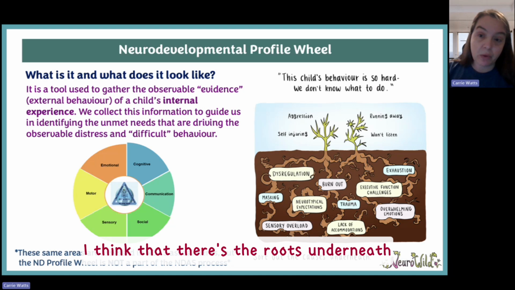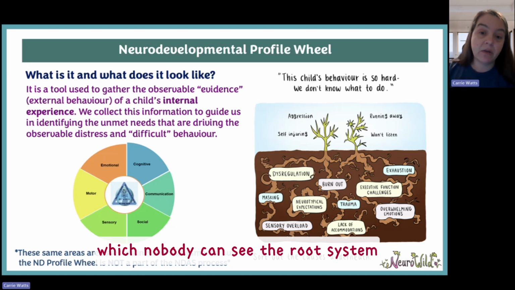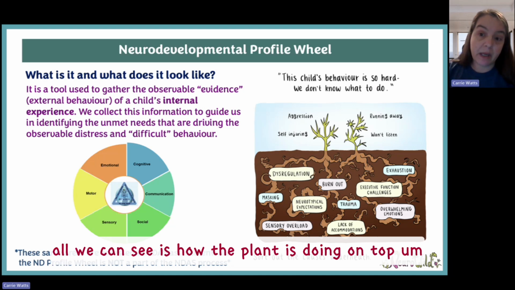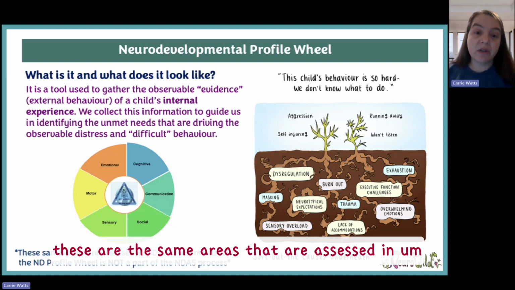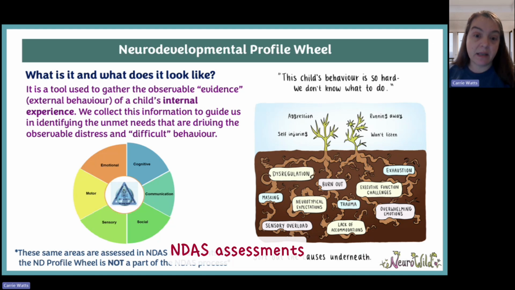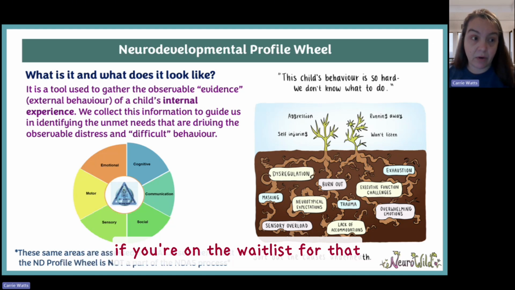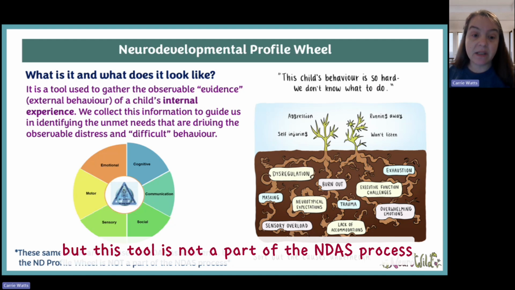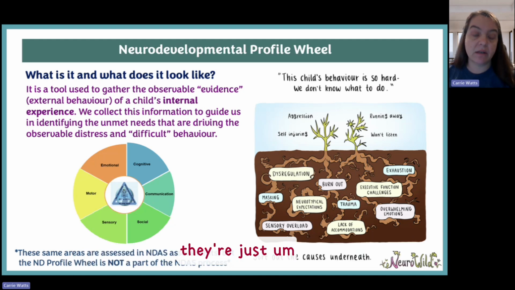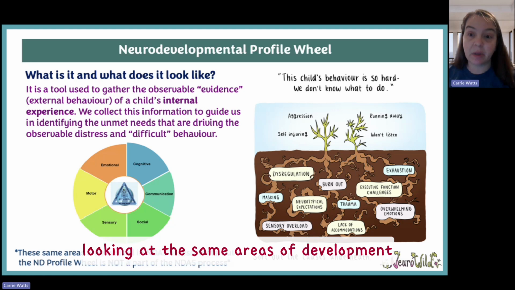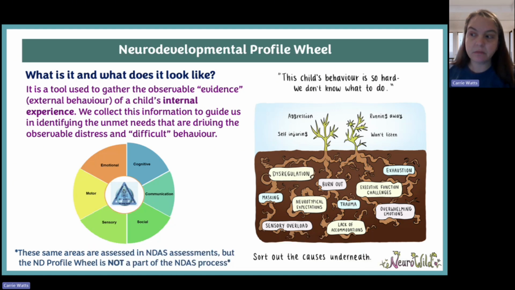I think that there's the roots underneath, which nobody can see. All we can see is how the plant is doing on top. And as a reminder, these are the same areas that are assessed in NDOS assessments in the neurodevelopmental assessment process if you're on the wait list for that. But this tool is not a part of the NDOS process. They're just looking at the same areas of development, but for different reasons.